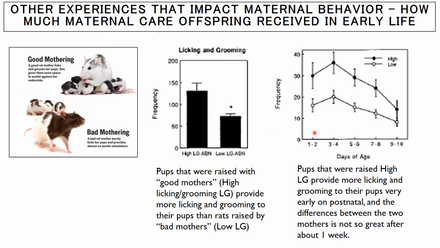The pups that were raised by a good mother show a lot more licking and grooming behavior immediately after birth, postnatal. So this is showing the days of age of the pups: 1 to 2 days old, 3 to 4 days old, all the way out to 9 to 10 days old. And you can see the biggest difference that we see initially is very early on. Over this first week, the frequency of giving licking and grooming behavior over a certain period of time is much higher in those pups that were raised by a good mother than those pups that were raised by a bad mother. And you can see that the difference starts to wane a little bit after about a week.